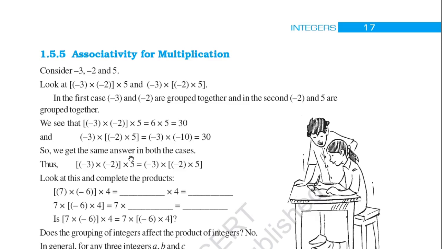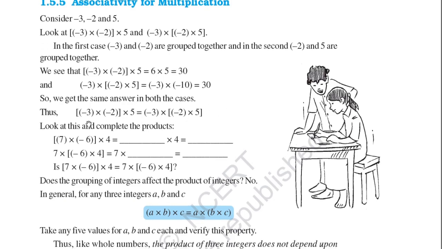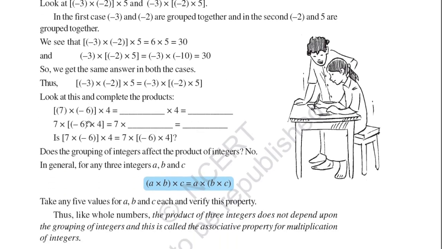Thus you can write both like this. You can put this in brackets as well as this in brackets, in the associative property. Look at this and complete this. So you can write this as also the same. The same thing is 7 into minus 6, which will come like this. So the answer will be the same. Here also the same. You can write it, the brackets will be interchanged. Does the grouping of integers affect the product of integers? No. You can write it in any way. If it is multiplication, you can change the brackets in the associative property, and the answer will be the same.